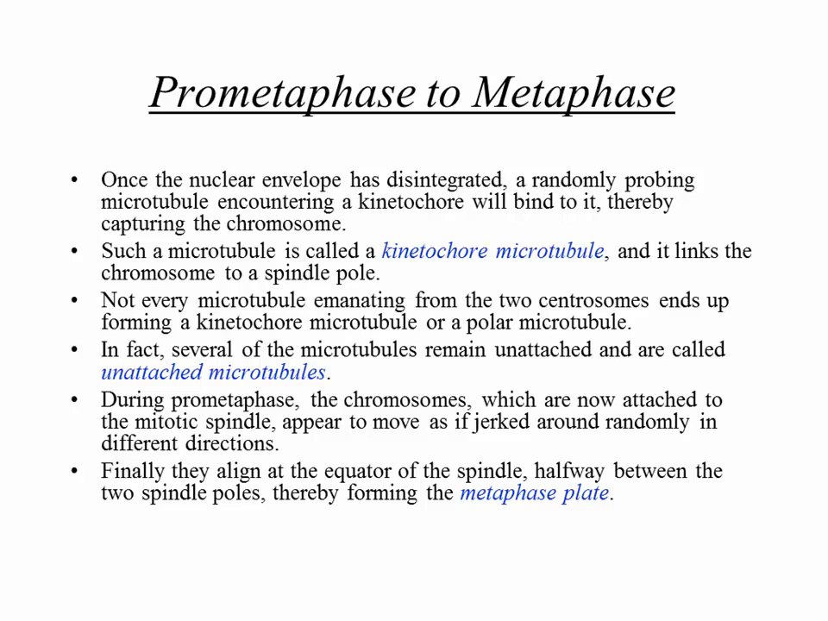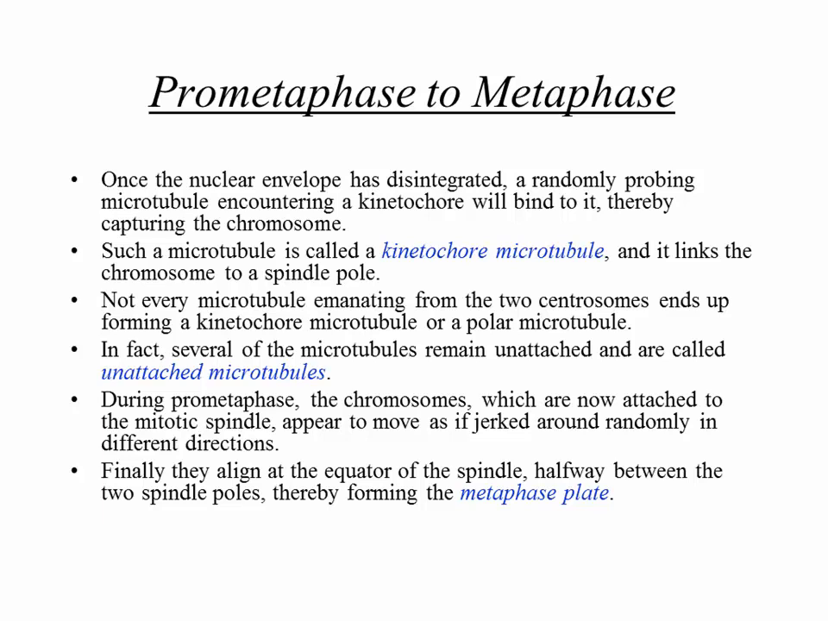Once the nuclear envelope has disintegrated, a randomly probing microtubule encountering a kinetochore will bind to it, thereby capturing the chromosome. Such a microtubule is called a kinetochore microtubule, because it's a microtubule that is attached to the kinetochore and links the chromosome to a spindle pole. Now, as I said before, not every microtubule emanating from the two centrosomes will end up forming either a kinetochore microtubule or a polar microtubule. In fact, several of the microtubules will remain unattached, and they are called unattached microtubules.